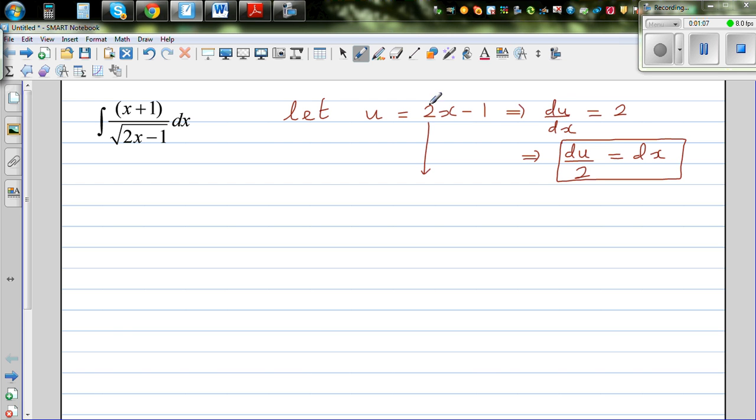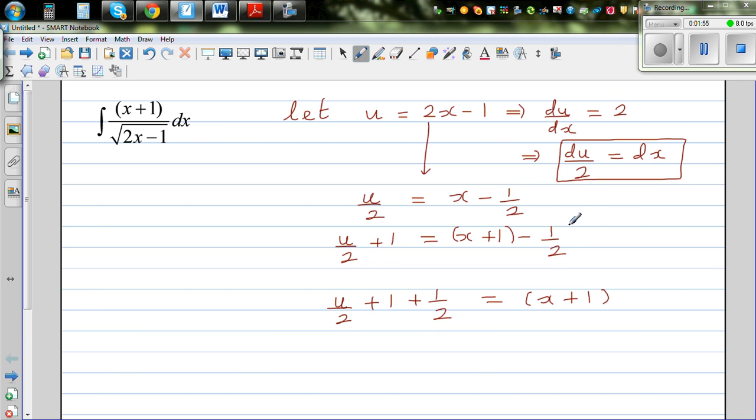Now I want x plus 1 in terms of u. So first I'm going to divide the whole thing by 2. So u over 2 is equal to x minus half. Now I want x plus 1 here, so I'm going to add 1 to both sides. So u over 2 plus 1 is equal to x plus 1 minus half. I want x plus 1, so I'm going to add half to both sides. So u over 2 plus 1 plus half is equal to x plus 1. So this negative half gets cancelled.